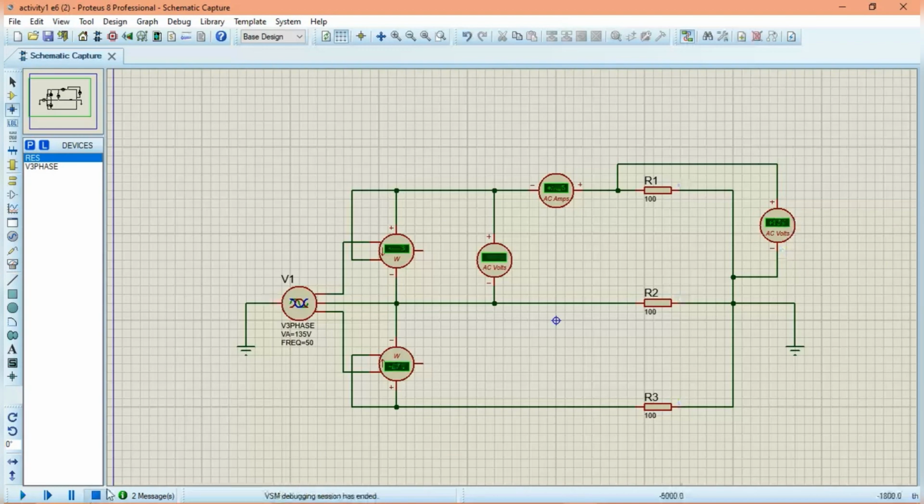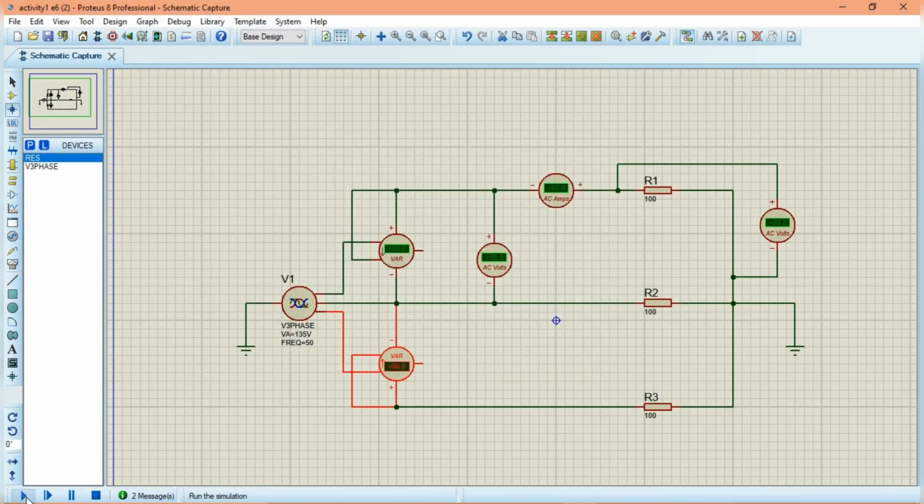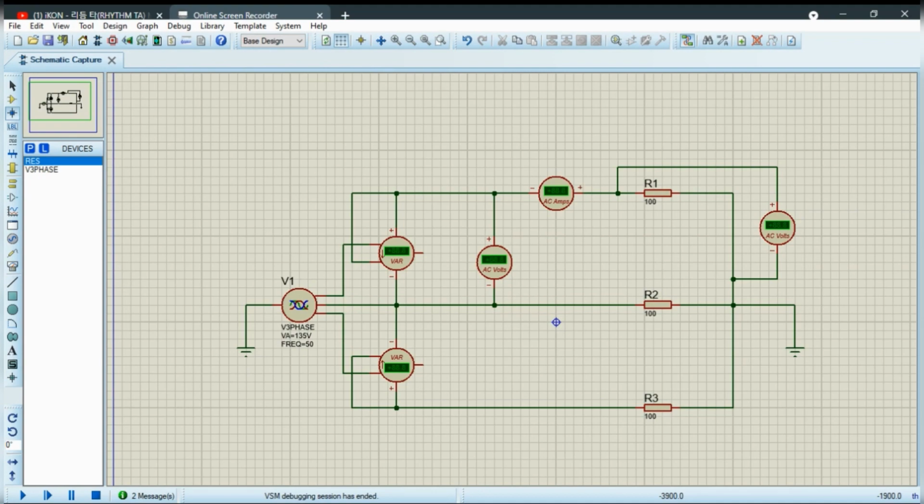Okay, next, we change to the reactive power in VAR. So when we run, the others will remain the same value as before, and for this one, when we add these two, we will get 0. So that's all for activity 1.